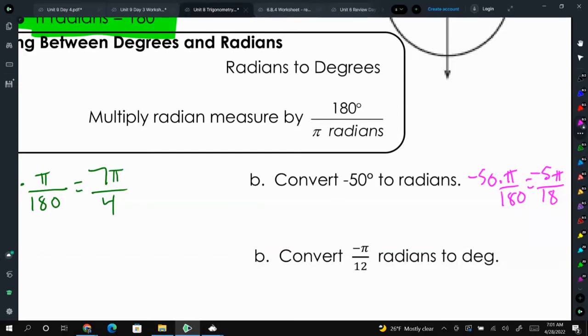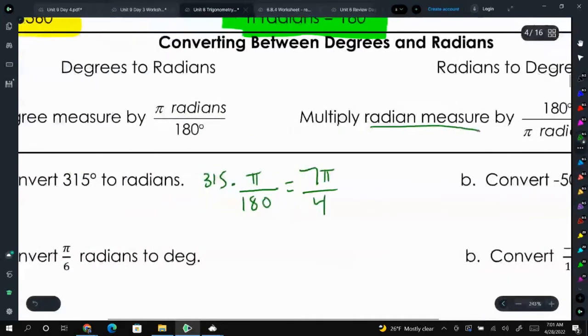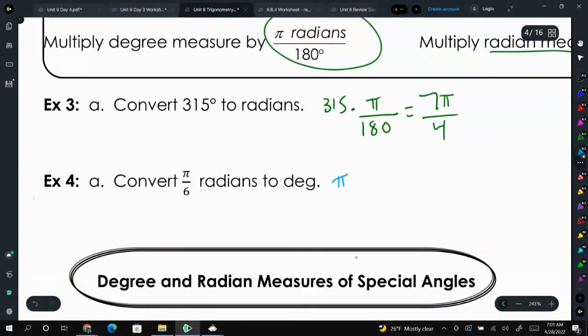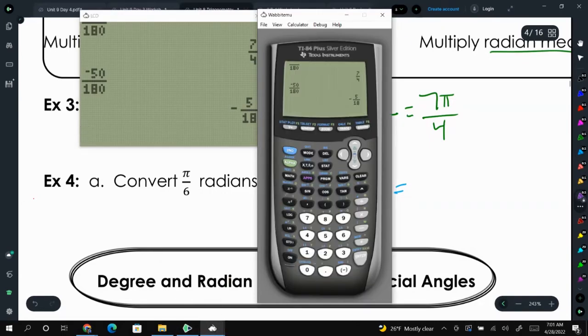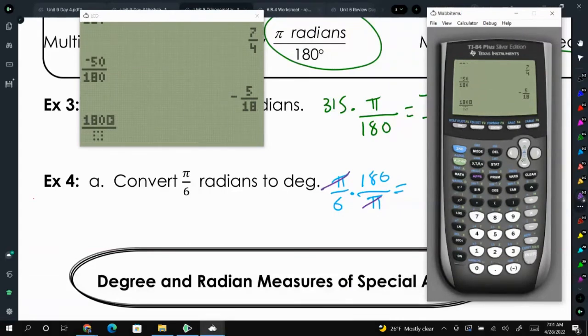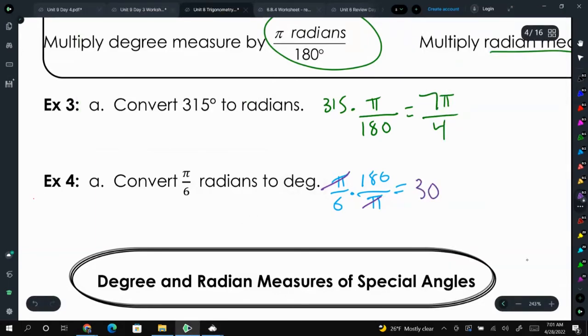Now going in the other direction, to go from radians to degrees, we're going to take that radian measure and multiply it by the reciprocal of this conversion, so 180 over pi. So example 4, pi over 6 times 180 over pi. The pi's cancel out because we have a pi on the top and bottom. And that means if you need to, we can do 180 over 6, and that reduces to 30 degrees.